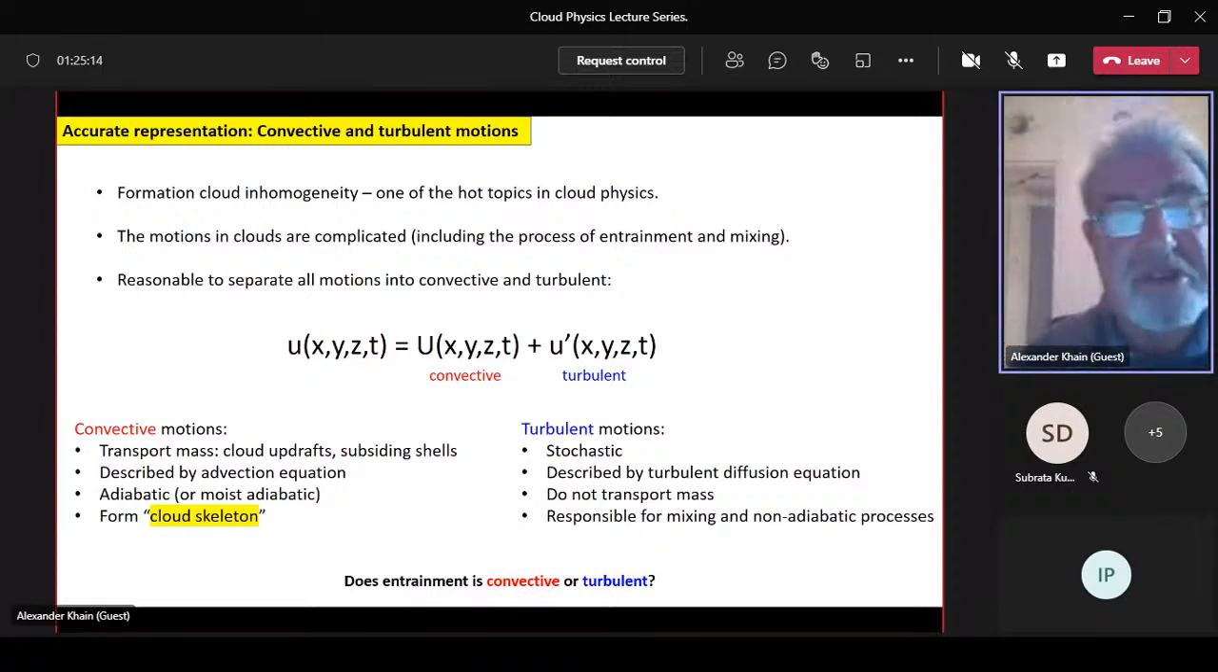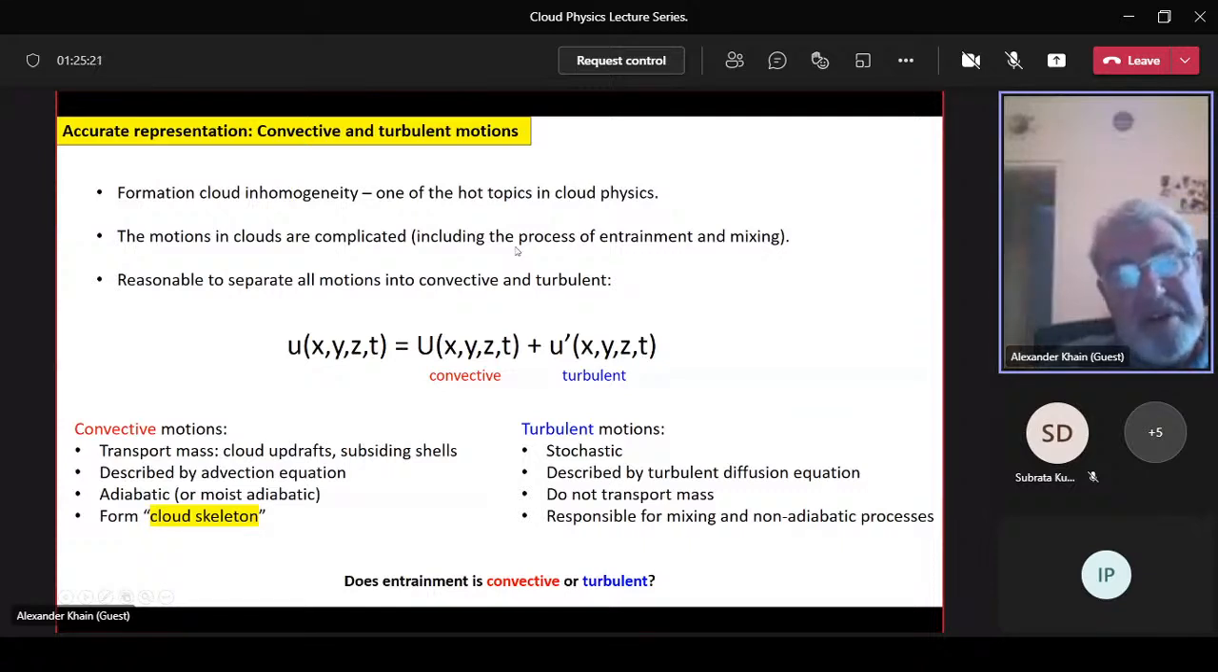The formation of cloud inhomogeneity is a very important topic in cloud physics. The motions in clouds are very complicated, so it's reasonable to separate all motions into convective and turbulent. It's a classical expression that velocity is equal to the sum of a convective scale and a turbulent scale. But it's very interesting that each component has its own properties.